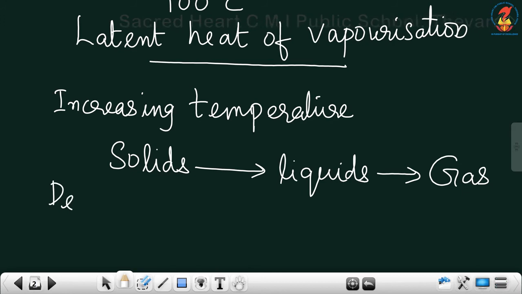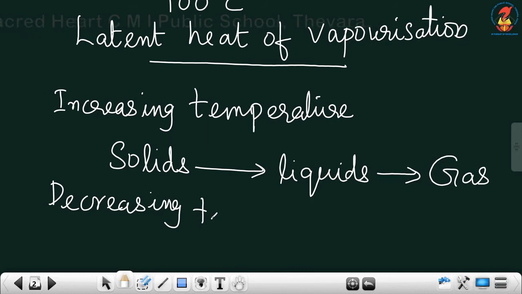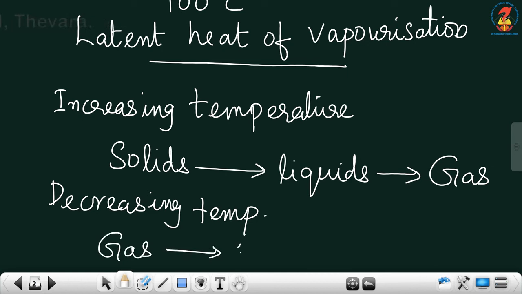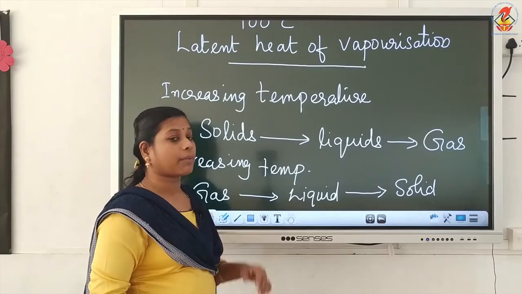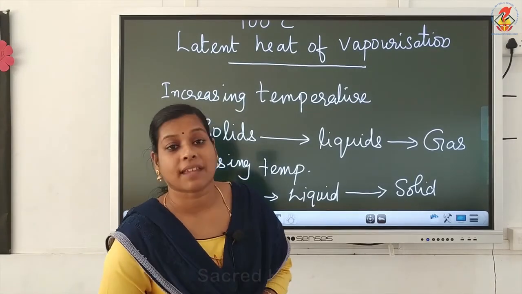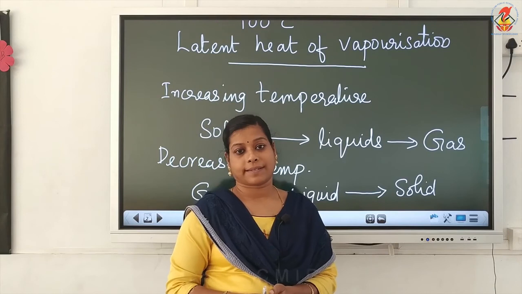And if we are decreasing the temperature, the reverse will be happening there. If we are decreasing the temperature, the reverse of this will be happening, that is gas will be converting into liquid, and then liquid will be changing into solid. Okay. So, by changing the temperature, we can change the states of matter particles.